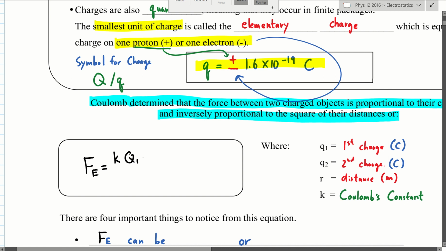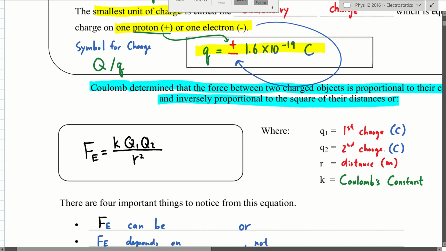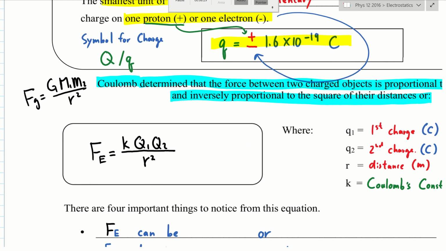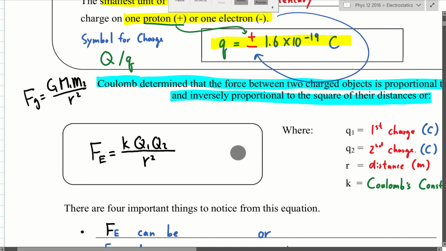And the force is determined by this equation, k Q1 Q2 over r squared. Okay, k Q1 Q2 over r squared. Now, if you look at this equation and then think about gravity, which is G m1 m2 over r squared, you can see the similarity between the two equations, right? So two objects with mass attract each other. Two objects with charge also sometimes attract each other.